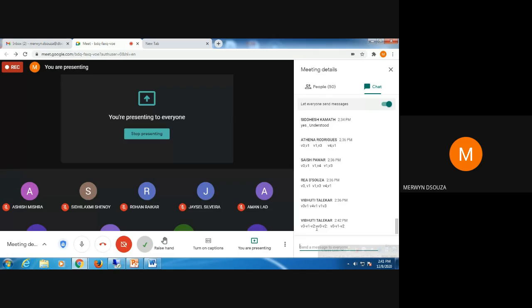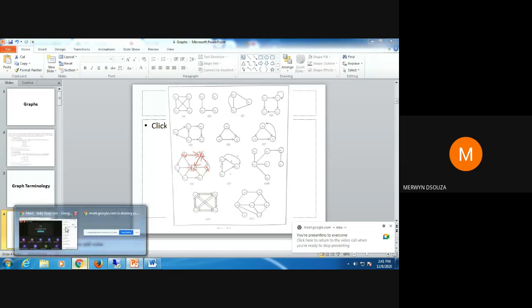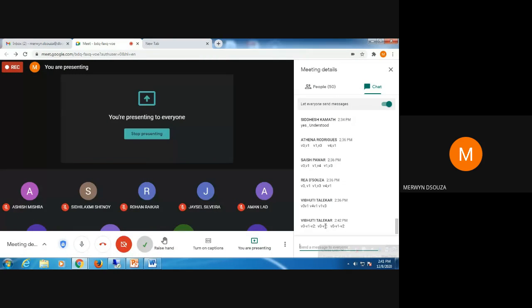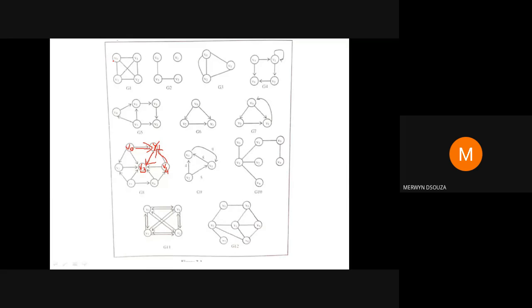Yes, V0, V1, V2. Okay, or the second answer could be V0, V2 directly. There are many more other paths if you look at the combinations. Just to show you some paths, you could have started at V0 and directly gone this way to V2.